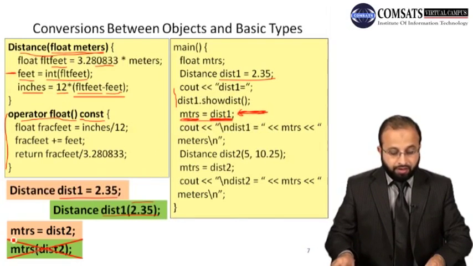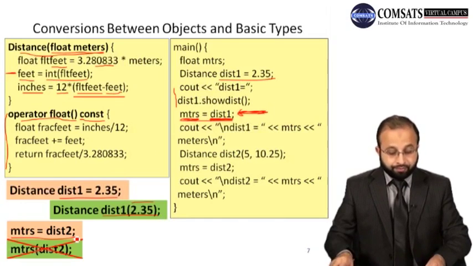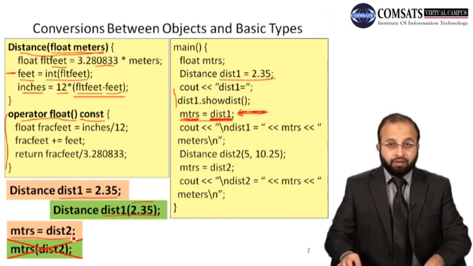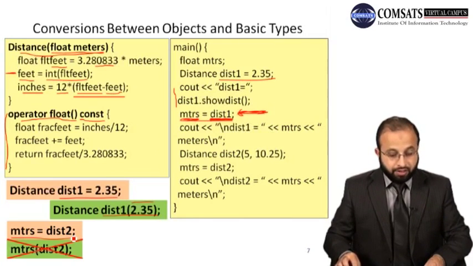So इस particular case में invoking object कौन सा है? dest2 invoking object है, sorry. So dest2 will invoke operator float function from the definition of a distance class. So अब इस function में आप क्या कर रहे हैं? You are converting inches into feet. When you divide inches by 12, you convert it into the feet, right?